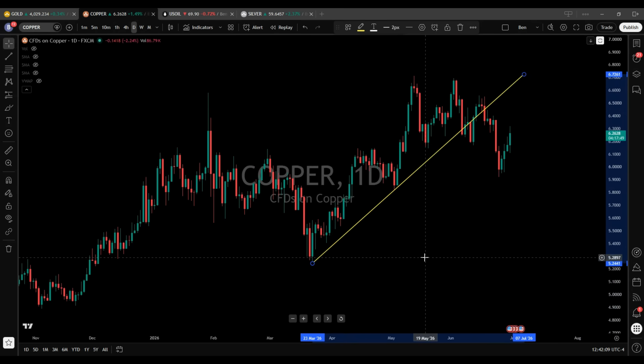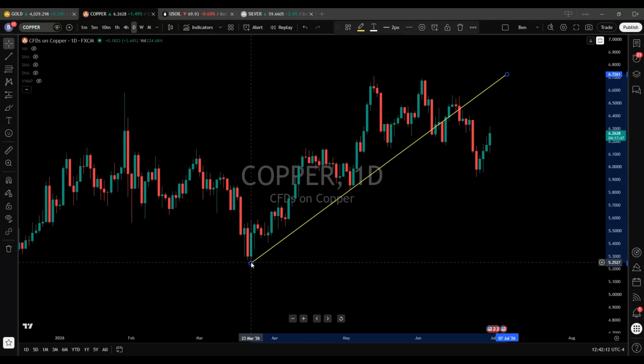Jump into copper real quick. Upsloping trend line. Pivot low here. Secondary hit. Third hit. Price got below it, never made a continuation move. Got back above it, never confirmed, never made a continuation move above it. And so now we're back below it.